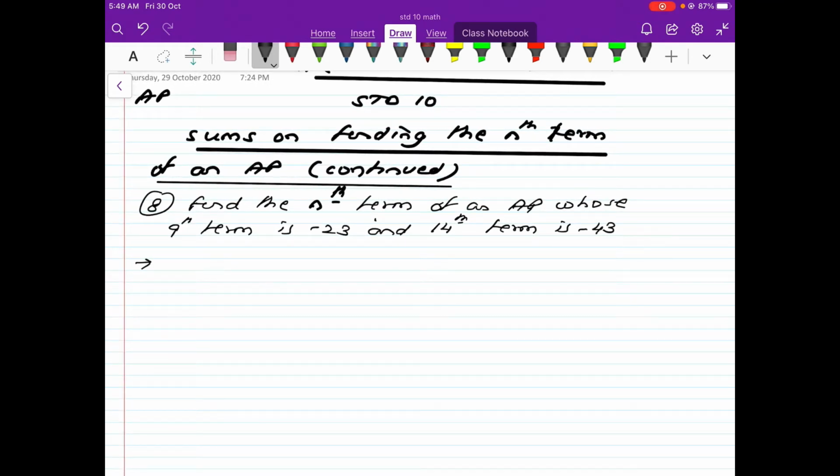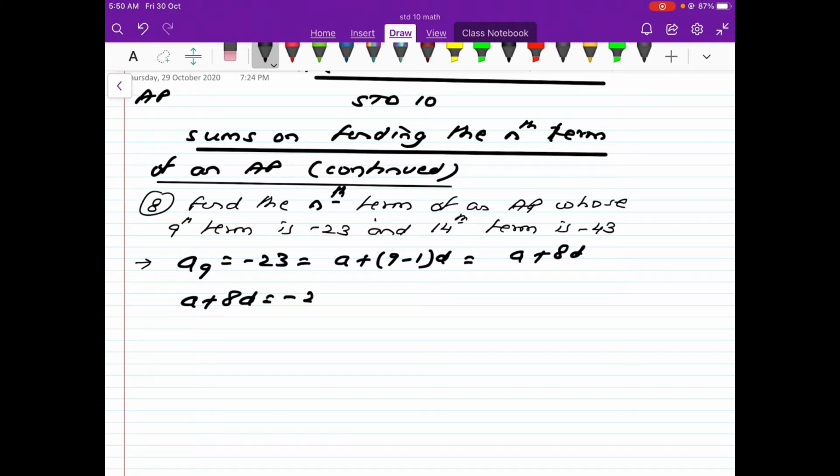So we will write down separately. It is given to us that the 9th term, A9, is minus 23, but according to the formula it will be a plus n minus 1 into d. So what is n minus 1? 9 minus 1 into d. So this condenses down to a plus 8d. So this is the first thing I will write: a plus 8d is equal to minus 23. This is my first statement.